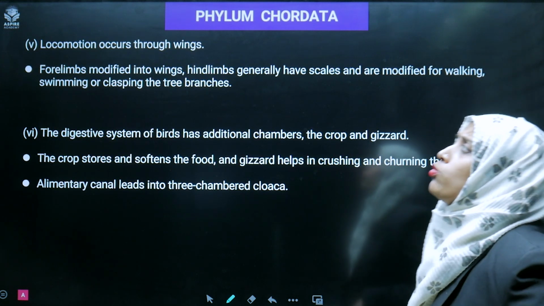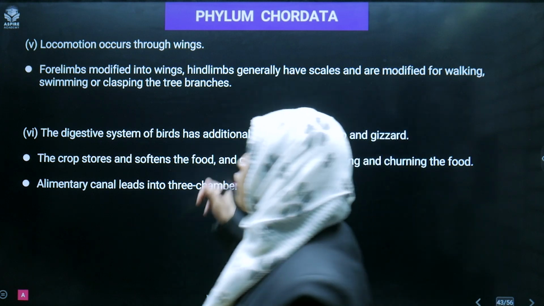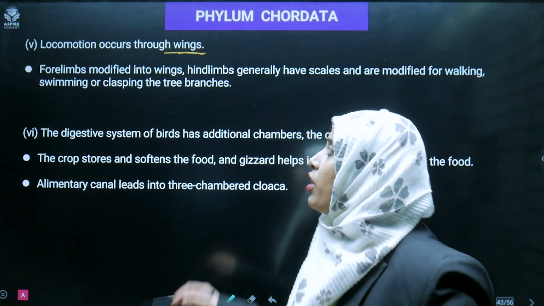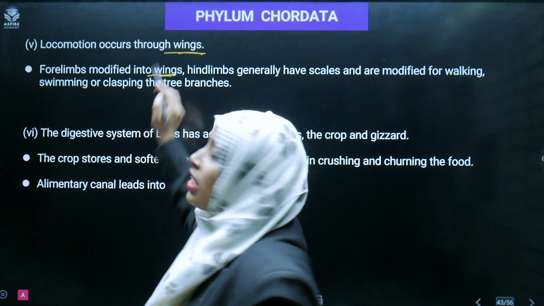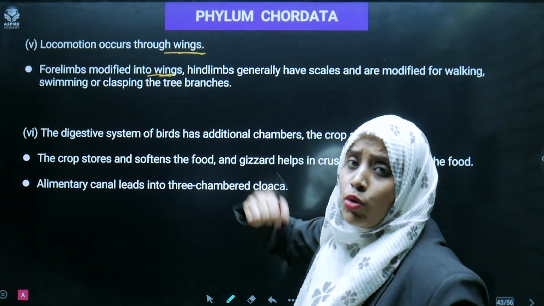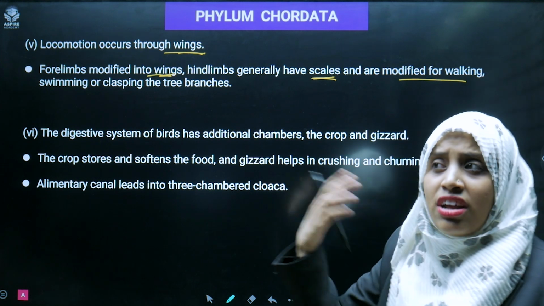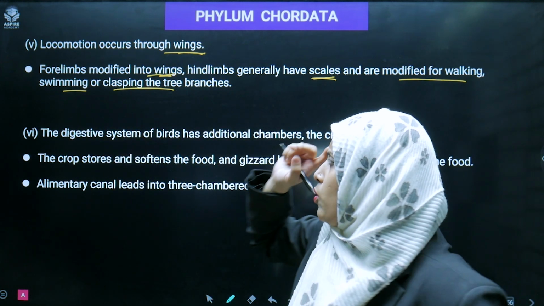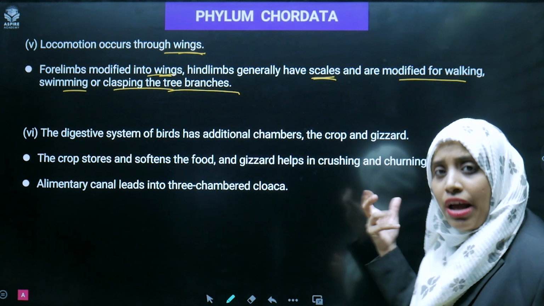Now, what about locomotion? Locomotion, that is movement. How is the movement possible? It occurs through wings because they trap air in the feathers. The forelimbs are modified into wings, and the hind limbs have scales and are modified for walking, even running, swimming, and then clasping the branches of the tree, which helps in clutching.